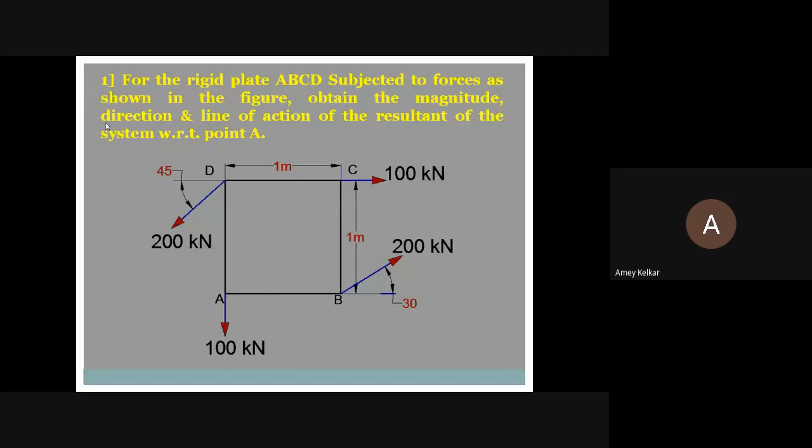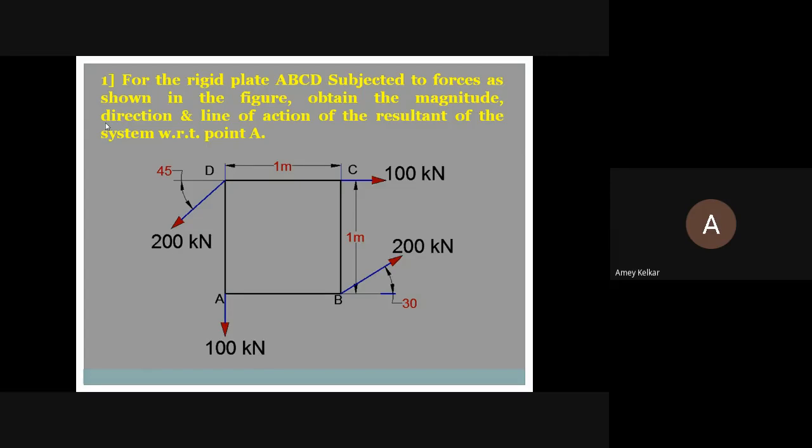So at point B, we have a 200 kilonewton force which is inclined at 30 degrees. At C, we have a 100 kilonewton force, and at D, again, we have a 200 kilonewton force which is inclined at 45 degrees. So this is the given example, and we have to obtain the resultant about point A.